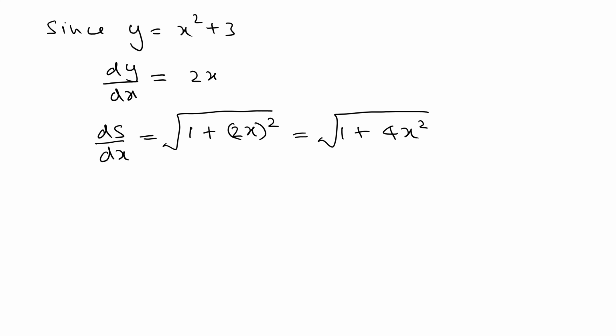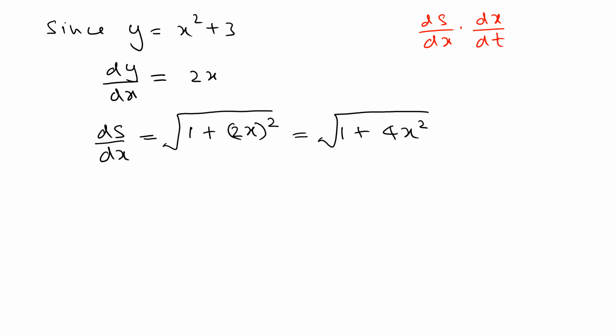Actually what we need is dx over dt. So now this is the moment that we're going to use the chain rule. This is a very interesting step. What we have is ds over dx, so to get dx over dt, we're going to multiply this by dx over dt. That's how we do it.